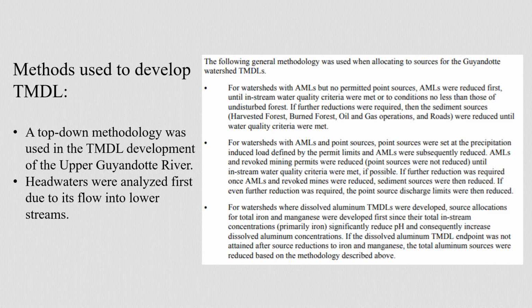So overall, the method used to develop the TMDL was a top-down methodology. And then we have the headwaters that were analyzed first due to their flow into the lower streams. So the tributaries would have been developed, and then going into the Upper Guyandotte River, and then the Guyandotte River running into the Ohio River.